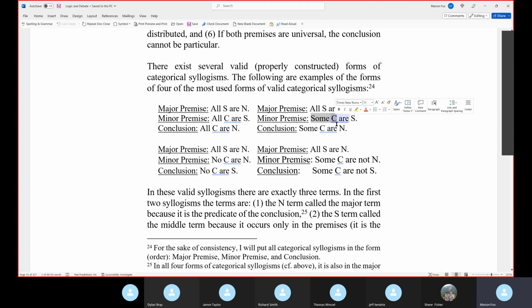It could include more than one. It includes at least one. So some means at least one. It could be more than one. Okay. Does that make sense? Okay.